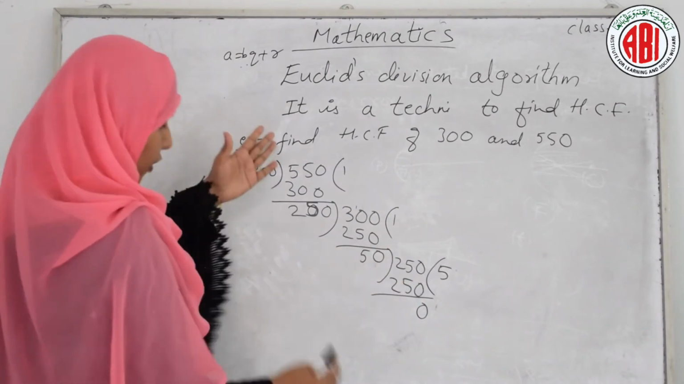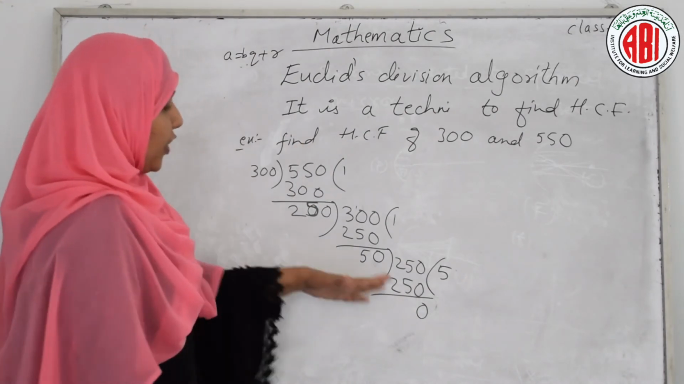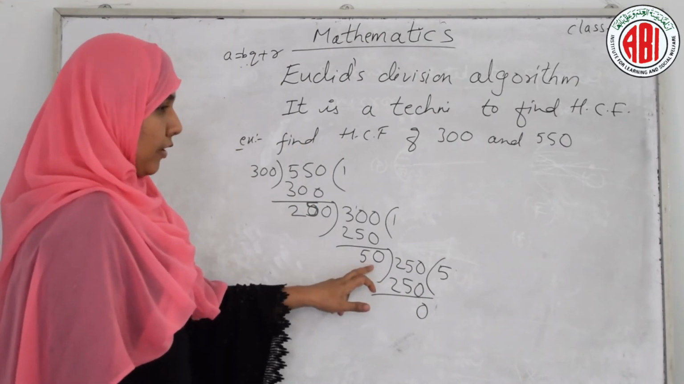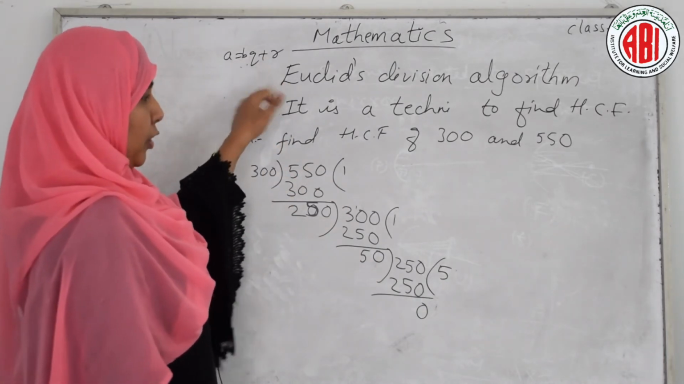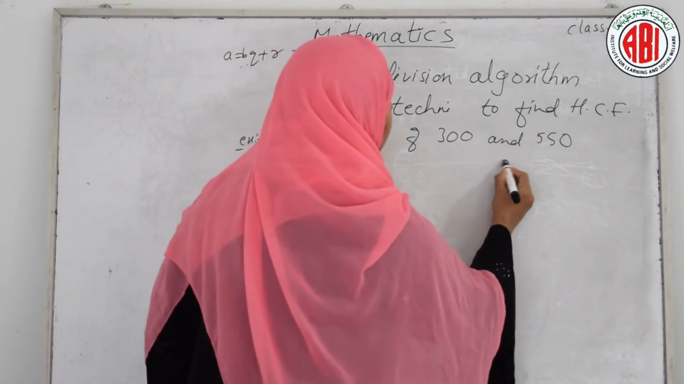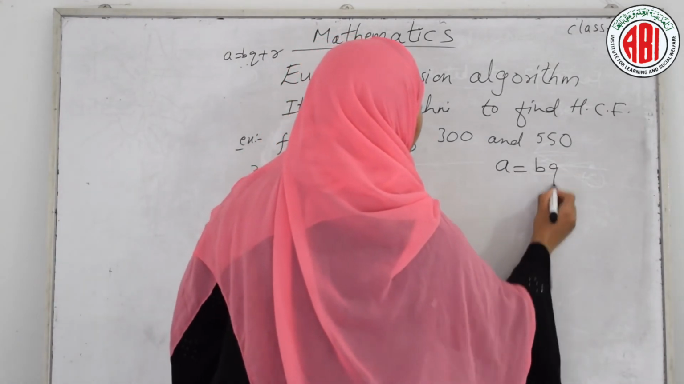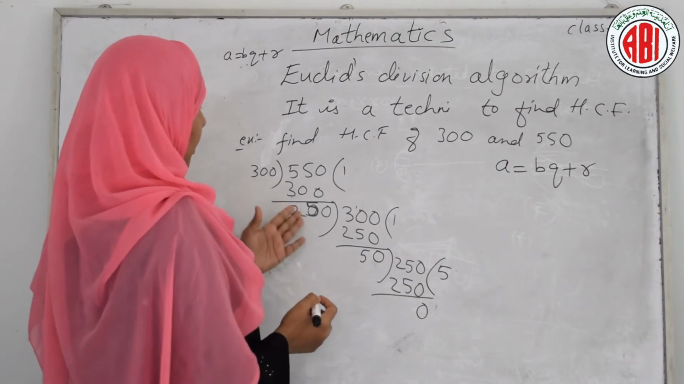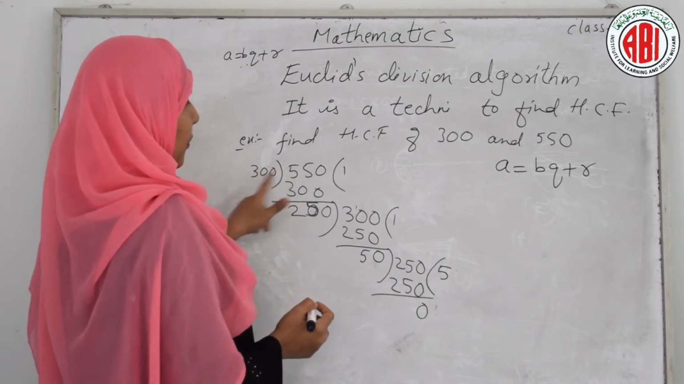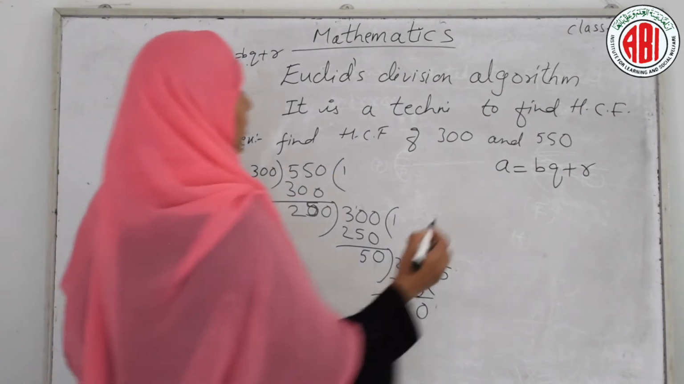So what is the answer? What is the HCF here? HCF is nothing but this: the last divisor is the HCF. These steps we can write in this form: A equals BQ plus R. In the first step, this is A, this is B, this is Q and this is R.